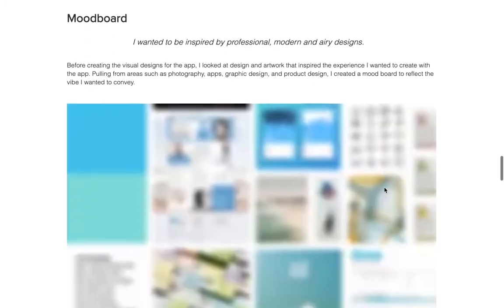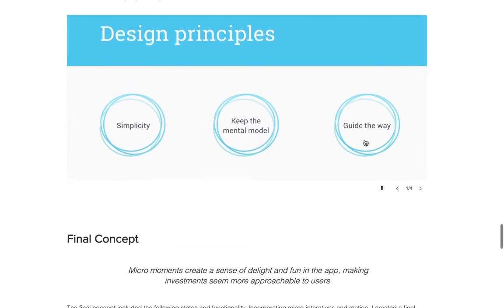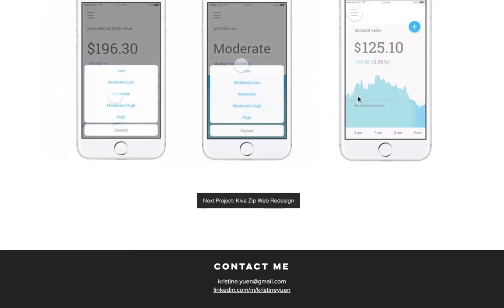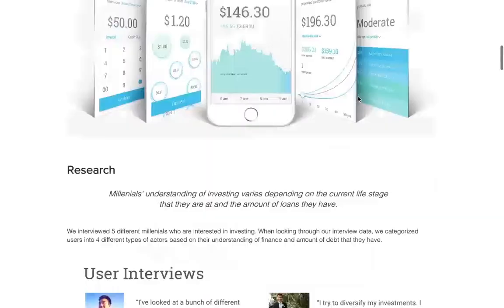So take note of that. A wireframe, she created a mood board, a usability testing. Okay, the design principles she followed, the final concept she came up with. All right, so as I said, it should be written in your own voice. So take note of that and do not forget that.